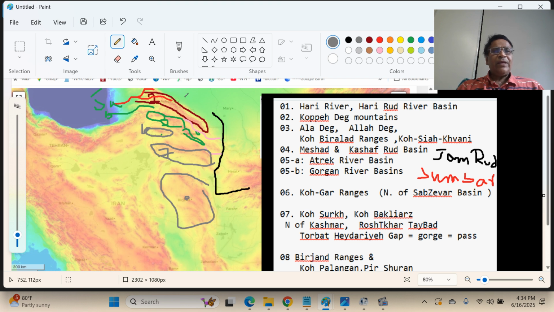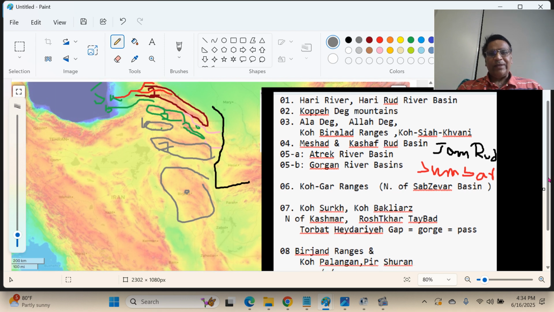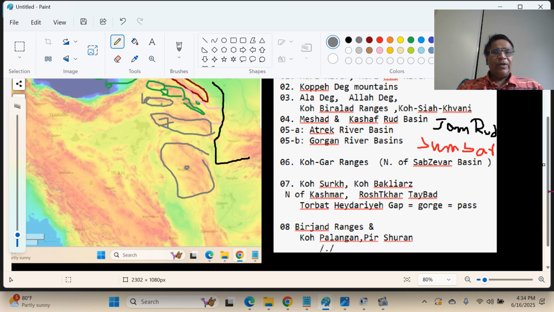These are all eastern Iranian ranges. These are central Iranian ranges. These are western Iranian ranges, that are the Zagros mountains. And further south, there is a Balochistan province here, Zahedan, and there is also the Balochistan region in British India. This basin is called Sistan.